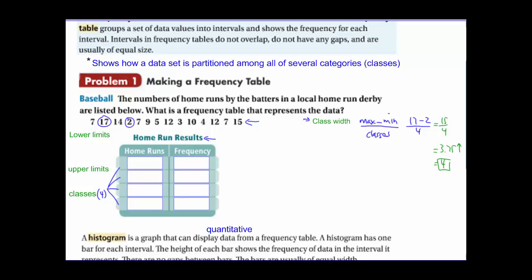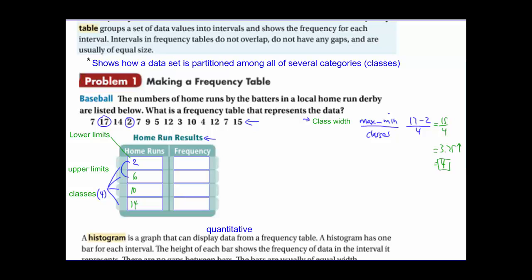Now we're going to use our class width, and in this first part where the home runs are, we start with our lowest number, 2, and place a 2 on the left-hand side. Then we go from 2 and add the class width. So 2 plus 4 gives us 6, which is our next starting point. These first values are our lower limits. So 2, 6, if we add 4 again we get 10, and if we add 4 again we get 14.